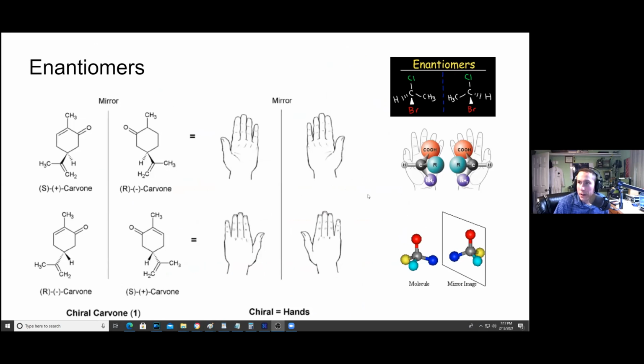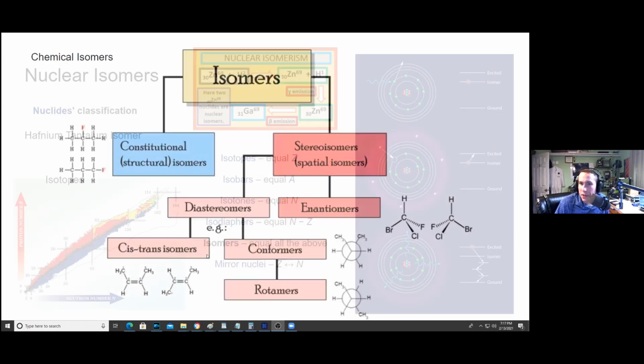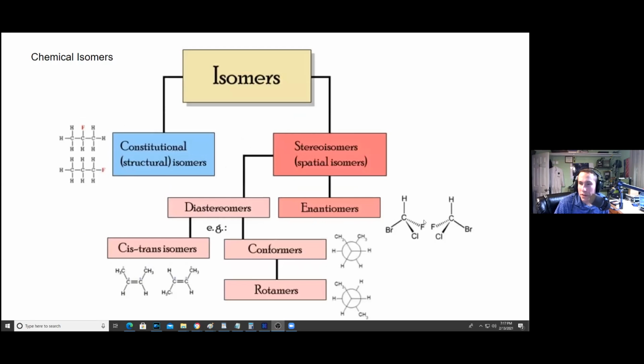It's based on chiral symmetry, so they're the same in a mirror as the other one. And then there's chemical isomers, which basically have the same chemical composition. It's still C3H6H7F1 or whatever. It's still the same, but it's just a different arrangement of those things.